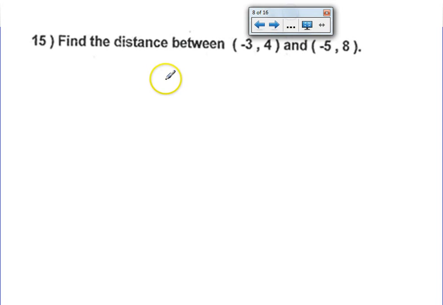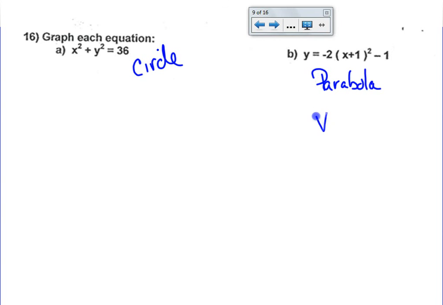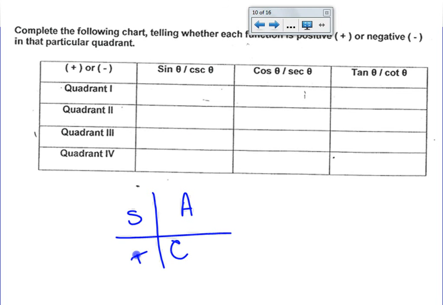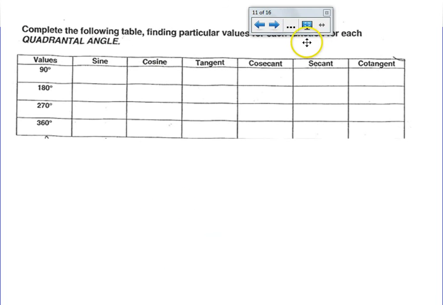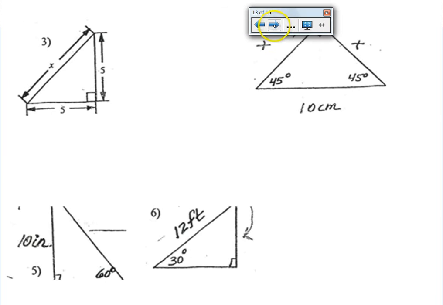Alright, finding distance. I think you guys can handle that all by yourself. Graphing. Remember, this guy's going to come out to be a circle, and this guy will be a parabola. So the first thing I would do is identify my vertex. You can fill out this chart just fine. Oh, by the way, my little hint to you is go back to your notes and review what that meant. We already filled out this chart, but you can do it again. And then they want you to do Pythagorean theorem on these. I'm sure you'll do fine.